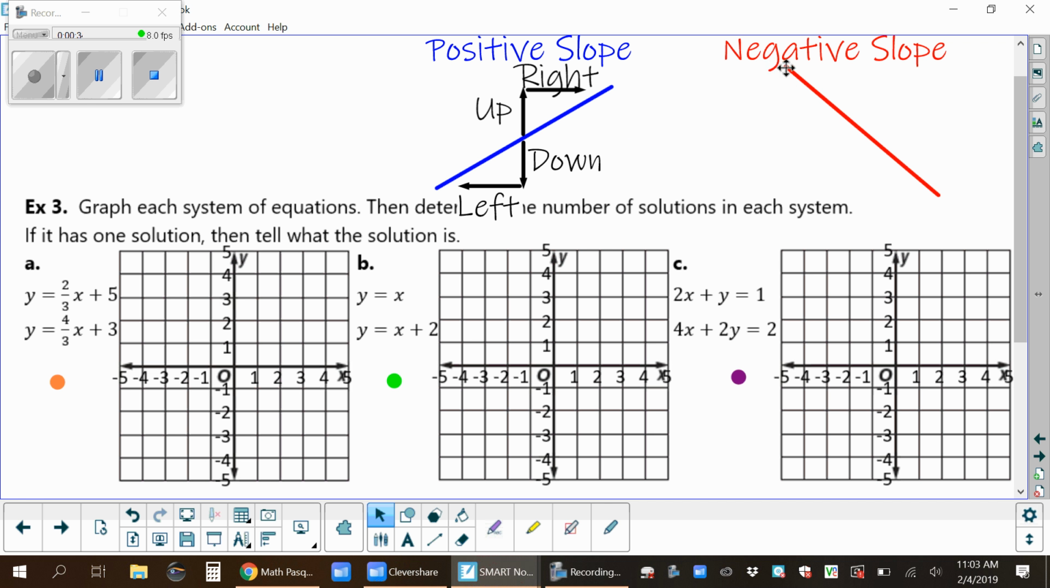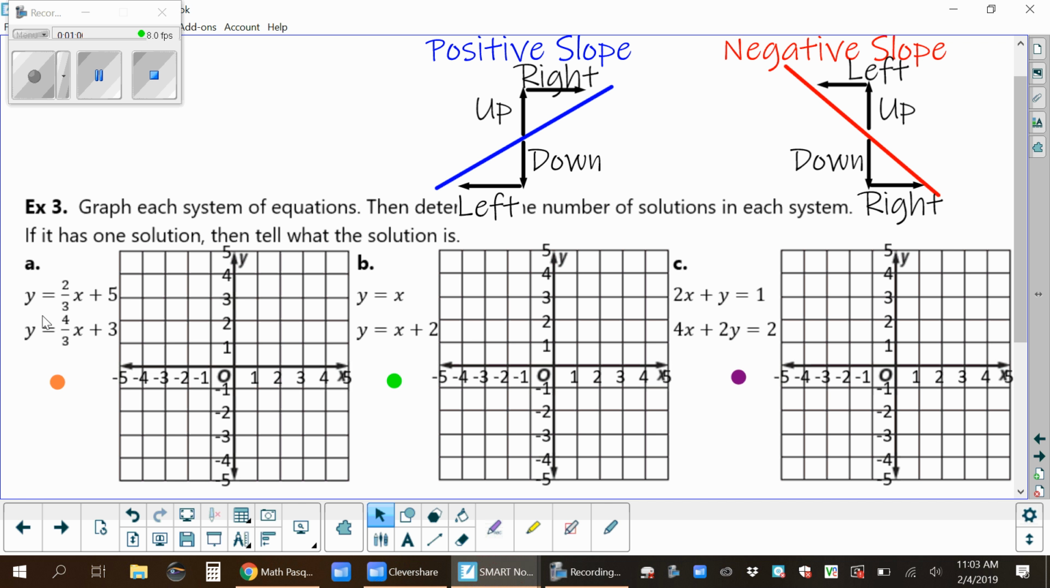And then it's the same idea when you're graphing a negative slope. Naturally, people tend to go down and to the right, but if you don't have room on the graph to go down and to the right, you can also go up and to the left. So then now we can move on to example 3, where we're graphing the 2 equations in each part. So in part A, we're going to graph these 2 and then determine the number of solutions.